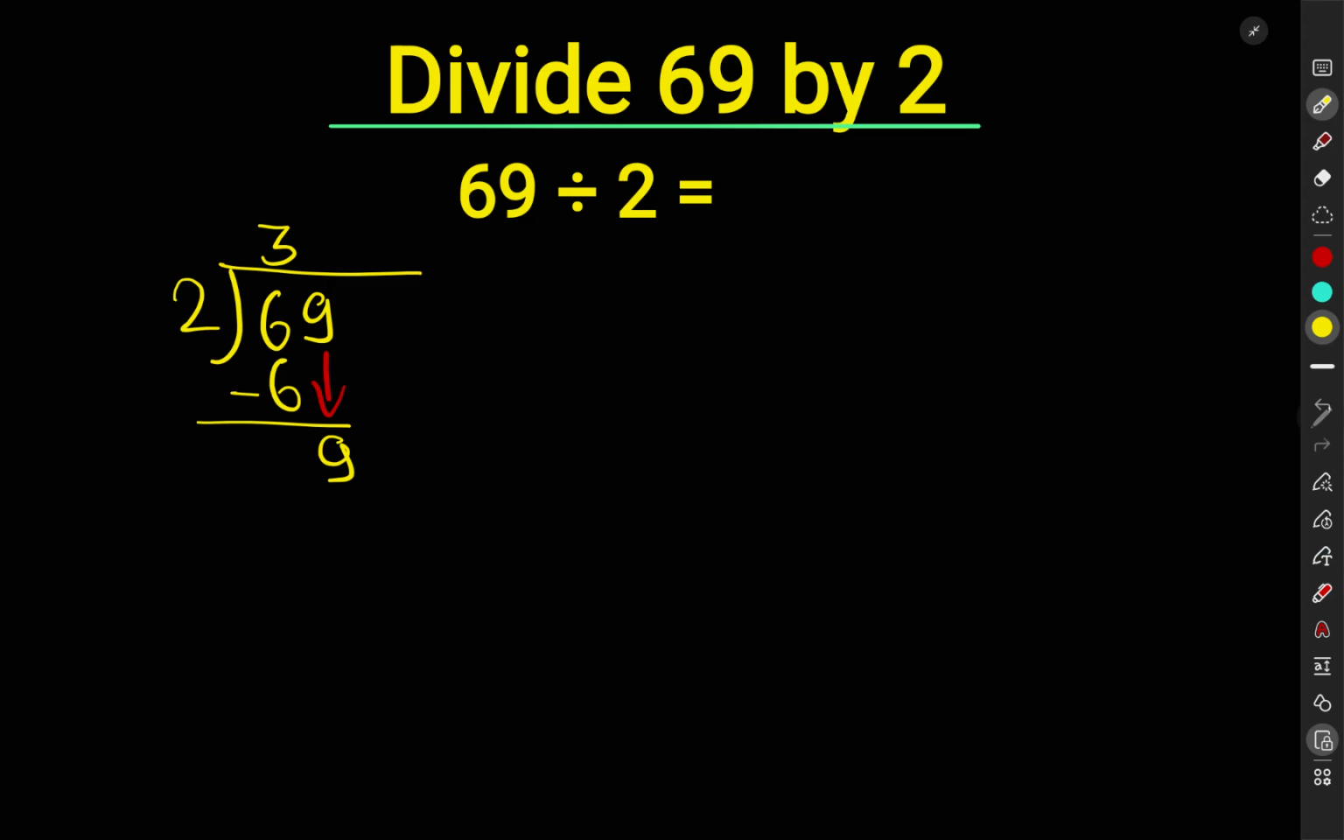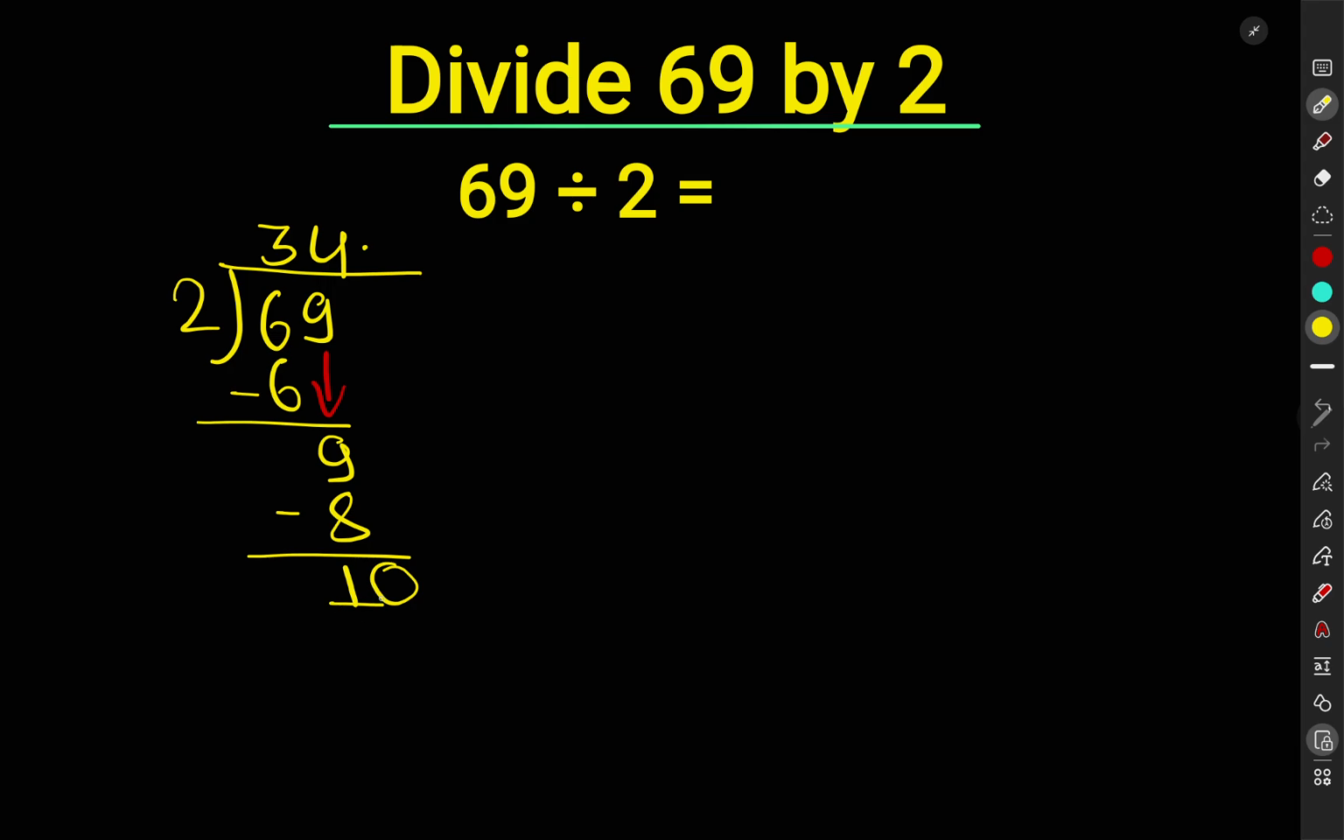So 2 times 4 means 8. On subtracting we get 1. So now again this 1 is less than 2 and there is no other number beside. So we put here a decimal, so we keep here 0.